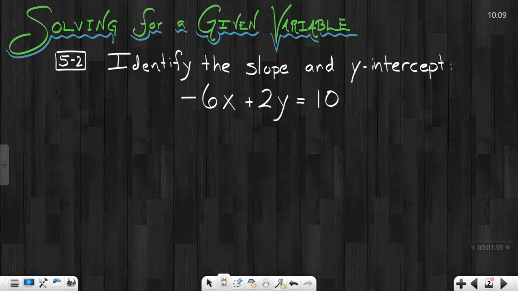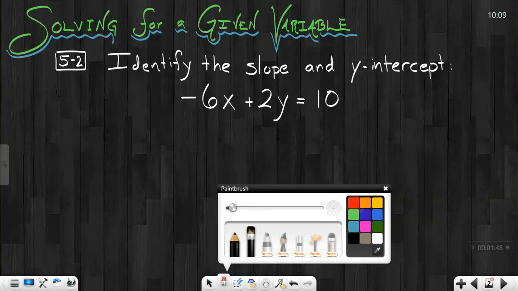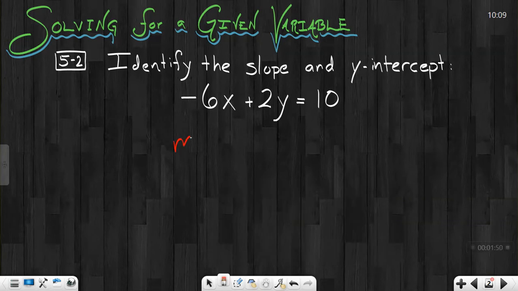Now they take that and ask you to go to this problem: identify the slope and y-intercept where negative 6x plus 2y is equal to 10. A lot of students would go, oh, m equals negative 6, and the y-intercept is (0, 10). But in this case, that is wrong, because this is not in slope-intercept form.